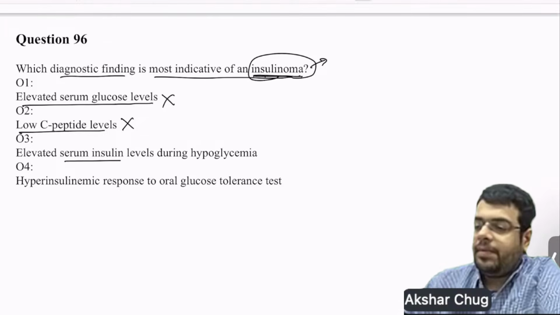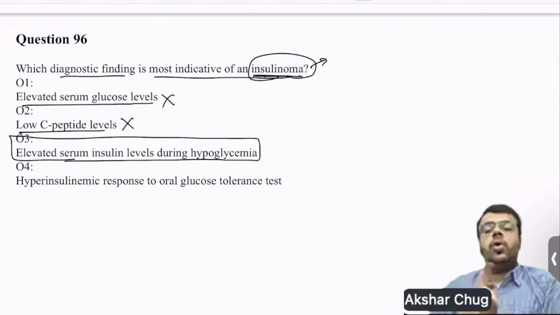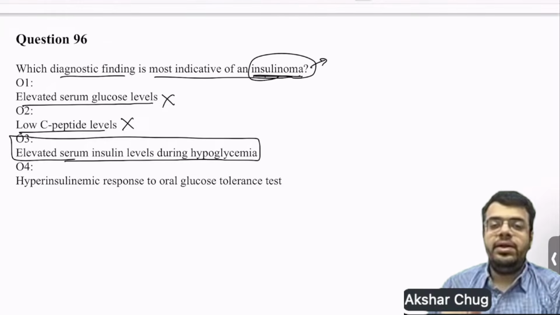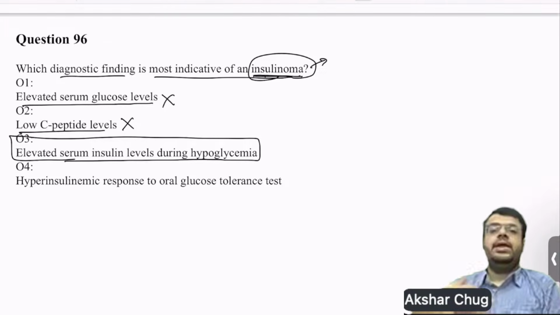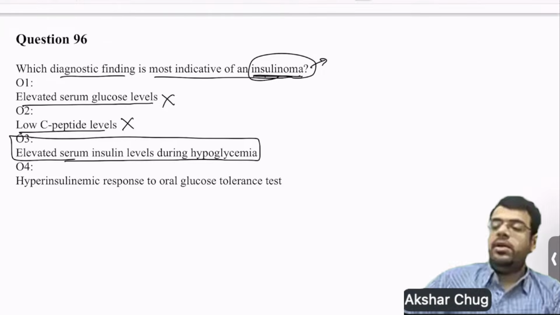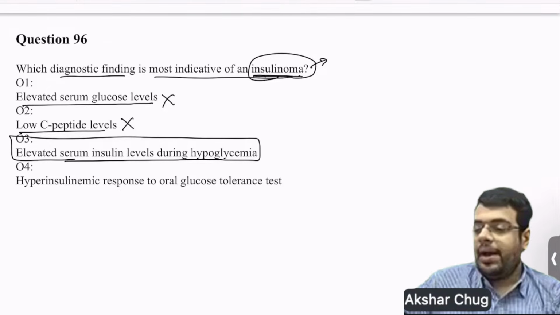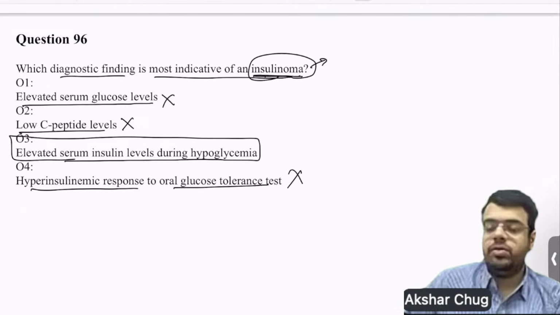Elevated serum insulin during hypoglycemia. This seems to be correct, as in normal conditions, in hypoglycemia, we will have a low amount of insulin, and when we have a diet rich in carbohydrates, the insulin level will increase. But elevated insulin during hypoglycemia suggests that it is an insulinoma. Hyperinsulinemic response to oral glucose, again, this is physiological. So this will not be the answer.